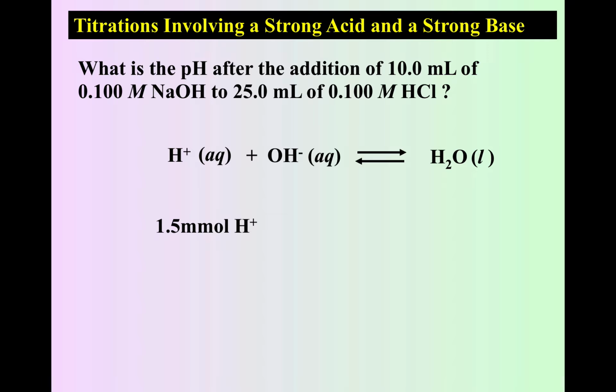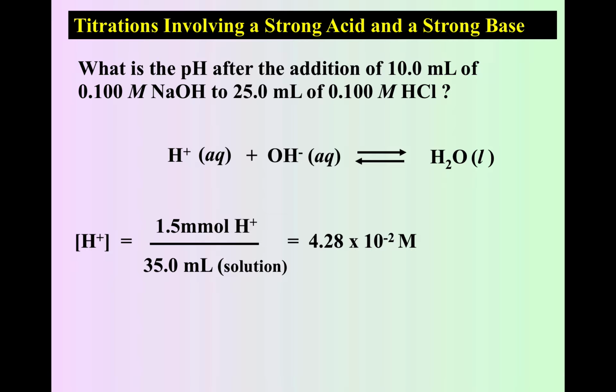So I've got 1.5 millimoles, and my new volume, since I've added 10 milliliters to 25 milliliters, is 35 milliliters. So dividing millimoles by milliliters gives me the concentration of H plus in moles per liter. Take the negative log and get the pH at this point. All right, so the pH after adding that much base is now 1.37.